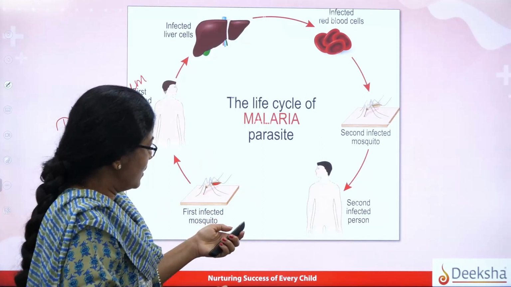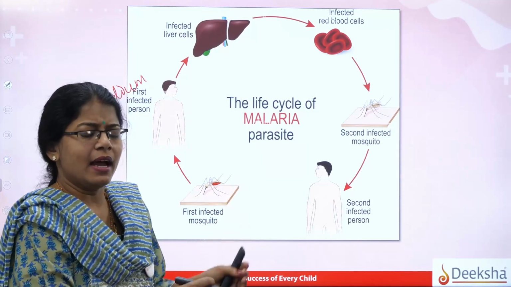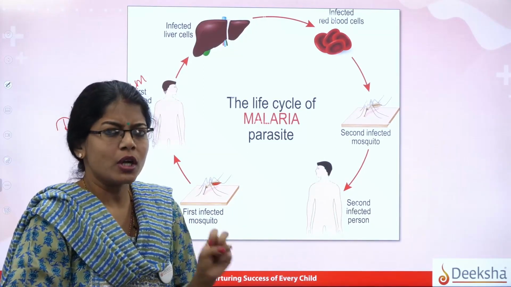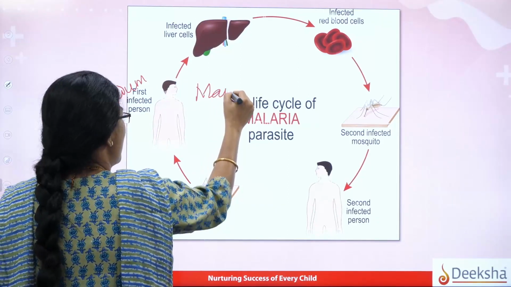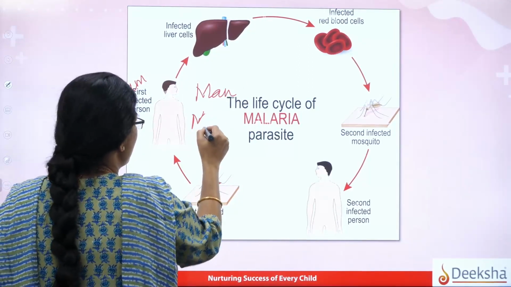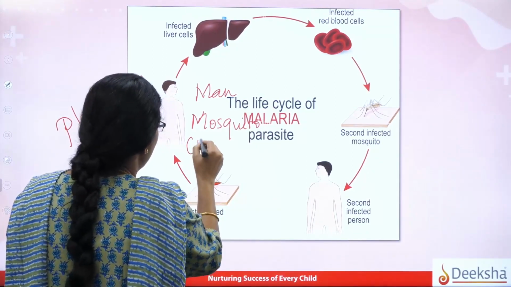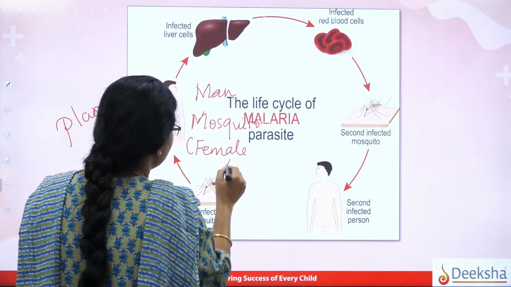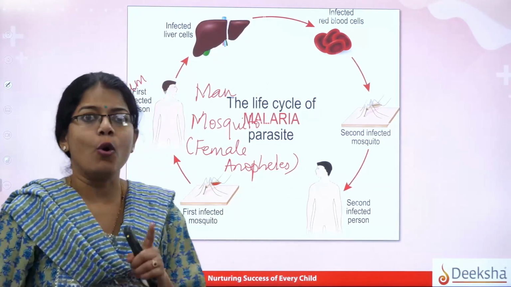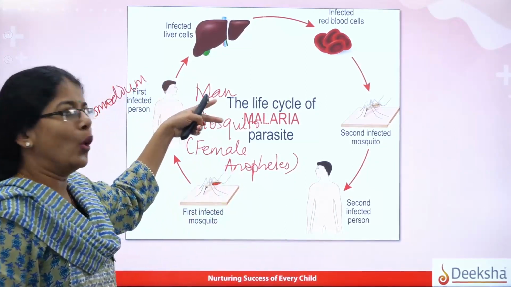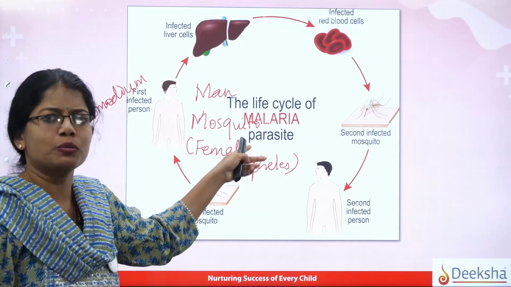Okay, now if you see here, the entire life cycle of the malarial parasite requires two hosts. How many hosts? Two hosts. One host you can make out from the image here. One host is the man. Another host is the mosquito, and especially it is the female Anopheles mosquito. Female Anopheles only. So these are the two hosts required for completing the life cycle of this parasite called Plasmodium vivax.